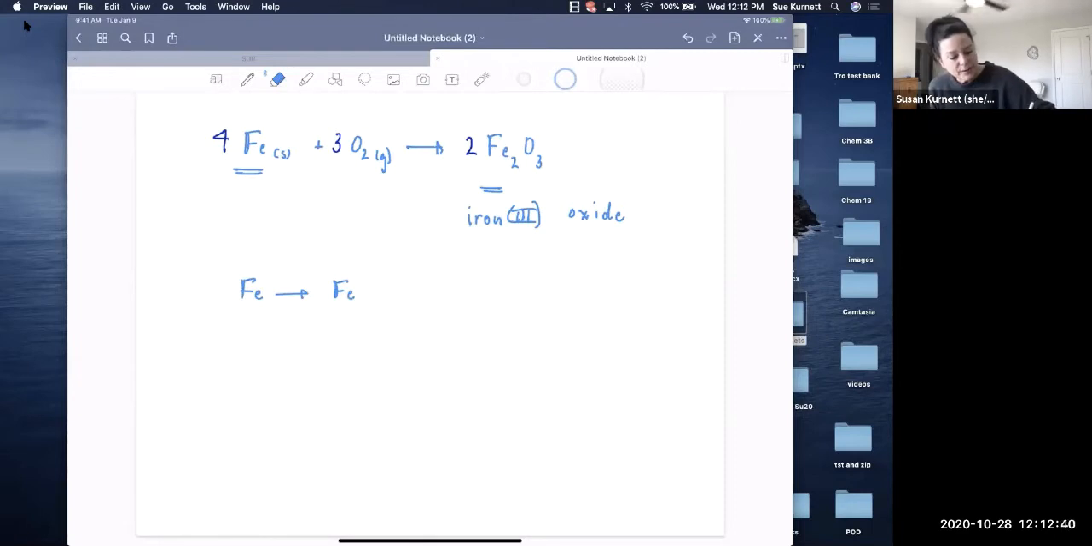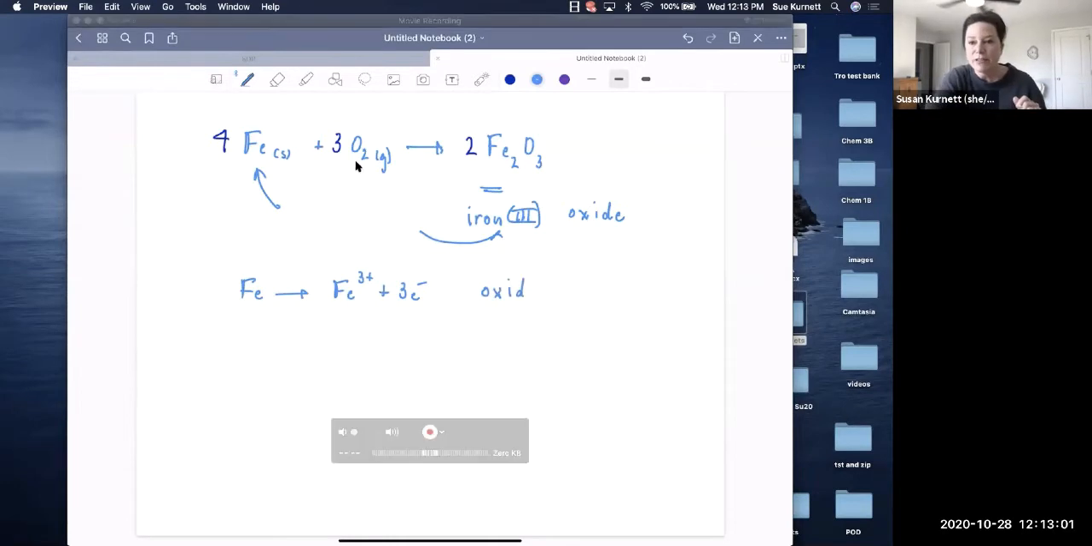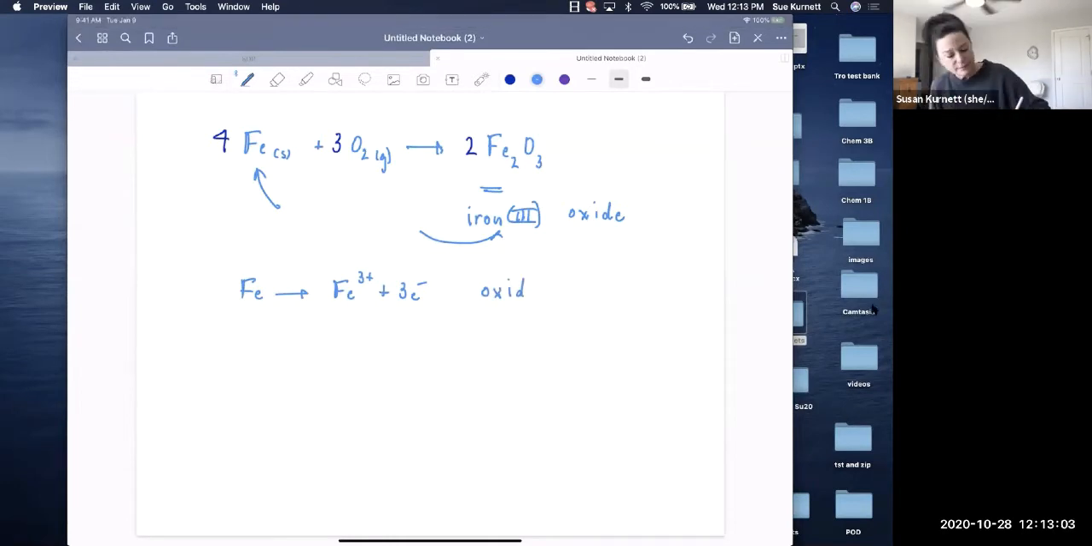So iron here went from iron, the element, to iron 3. So it must have lost 3 electrons. And you know that a balanced chemical equation has mass balance and charge balance. So that's what I'm doing here: I have a half reaction that shows how iron is being oxidized. It's an oxidation half reaction.